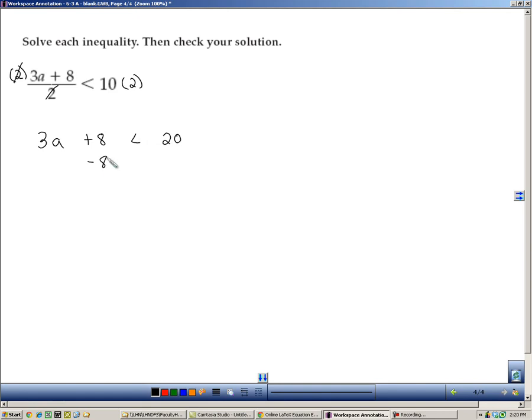Subtract 8. Now we're going to divide both sides by 3. A is less than 4.